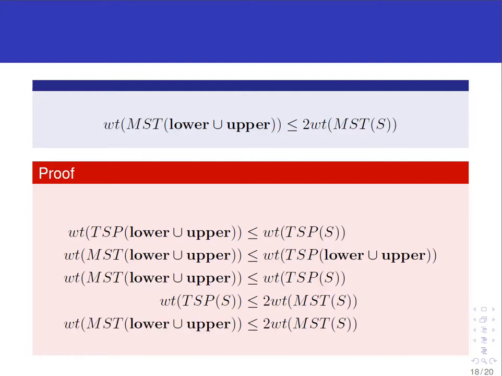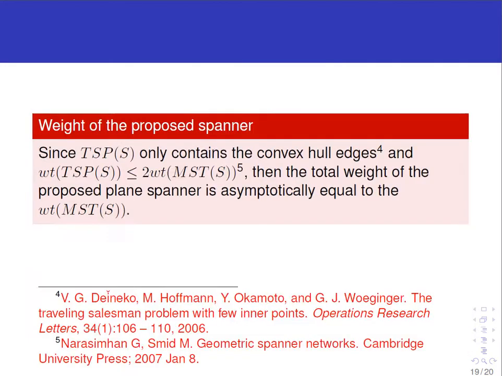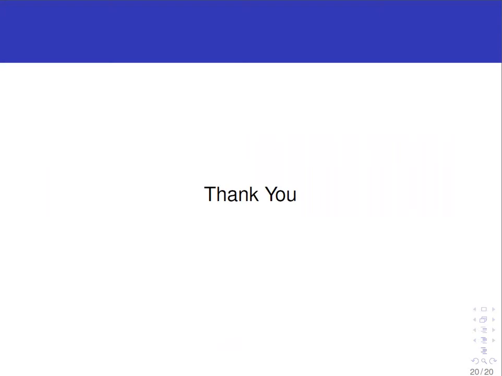Hence, the statement holds. Finally, since the TSP of S only contains the convex hull edges and the weight of the TSP of S is at most 2 times the weight of the minimum spanning tree of S, the total weight of the proposed plane spanner is asymptotically equal to the weight of the minimum spanning tree of S. Thank you.